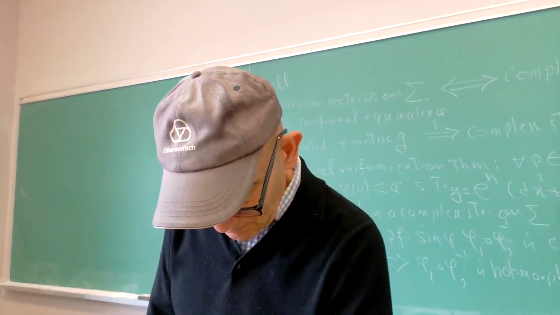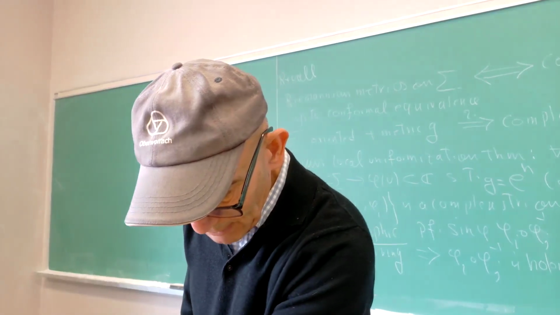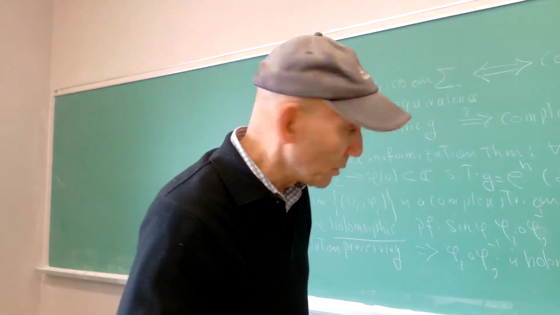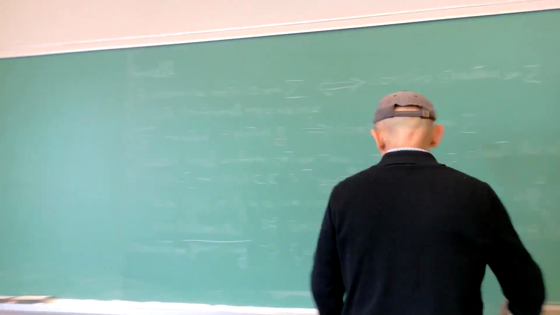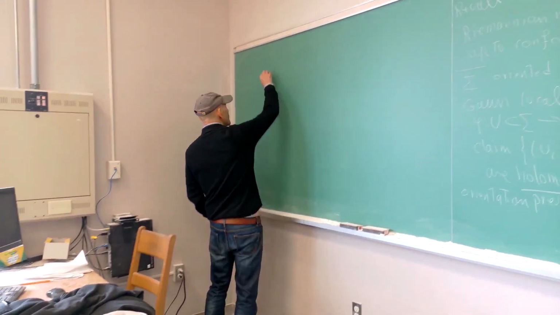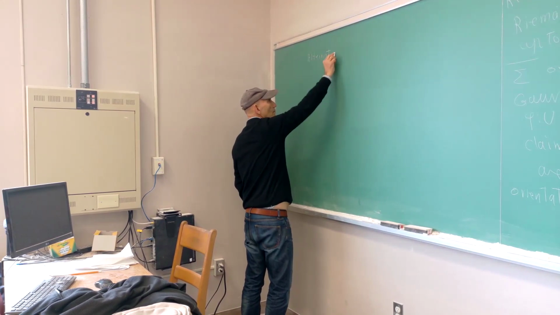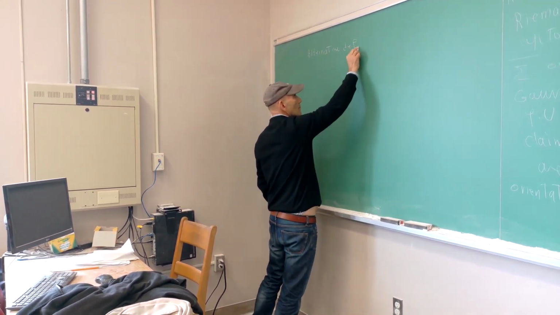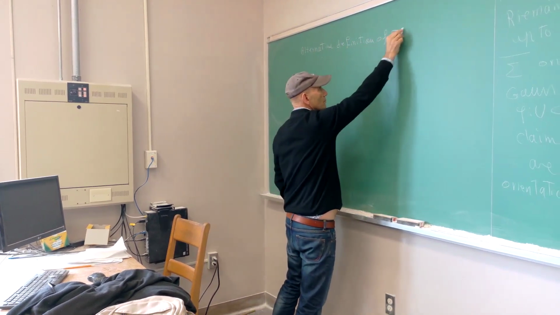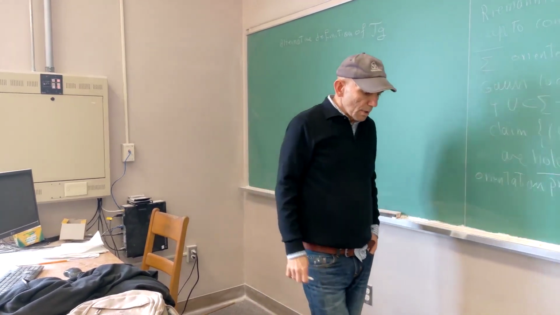Okay, so then this gives us now a perspective on Teichmuller space. So this gives us an alternative definition of Teichmuller space. G. Okay.